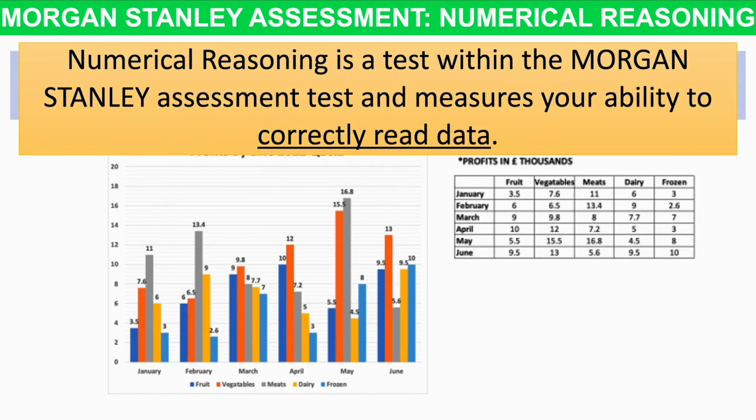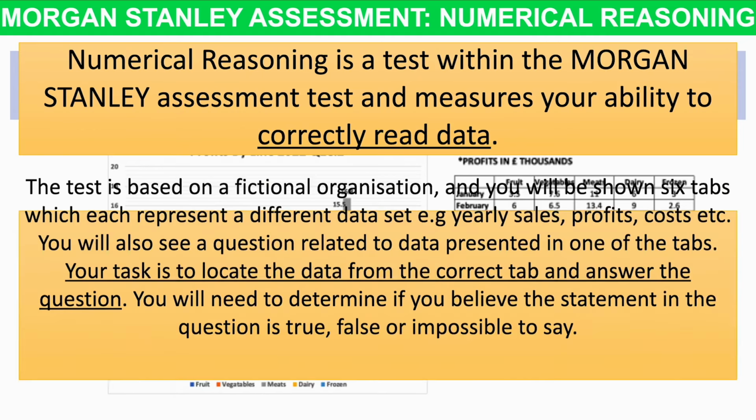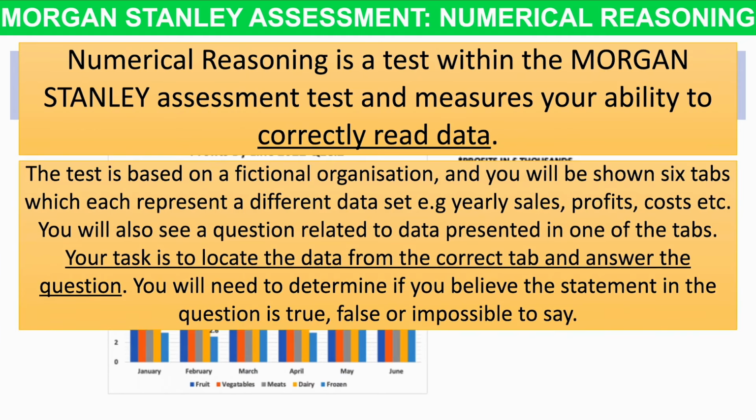So numerical reasoning is a test within the Morgan Stanley assessment test, and it measures your ability to correctly read data. The test is based on a fictional organization, and you will be shown 6 tabs which each represent a different data set. For example, yearly sales, profits, costs, and so on. You will also see a question or a statement related to the data presented in one of these tabs. So your task is to locate the data from the correct tab and answer the question.